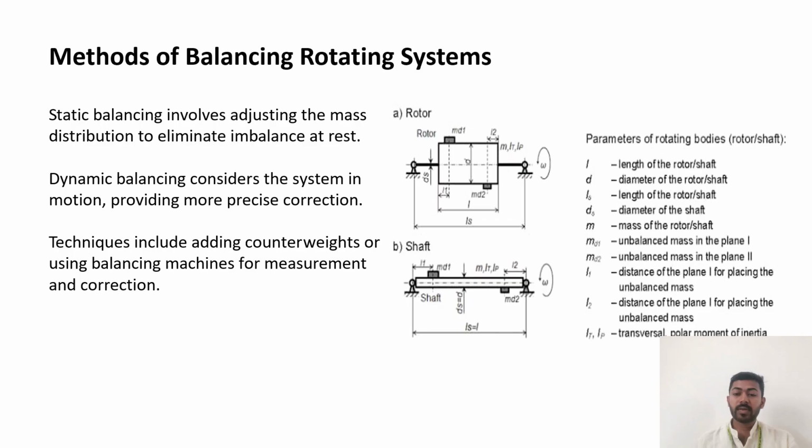and M suffix 1 equals unbalanced mass in plane 1, M suffix 2 equals unbalanced mass in plane 2, L suffix 1 is the distance of plane 1 for placing the unbalanced mass, and L2. And transversal polar moment of inertia.